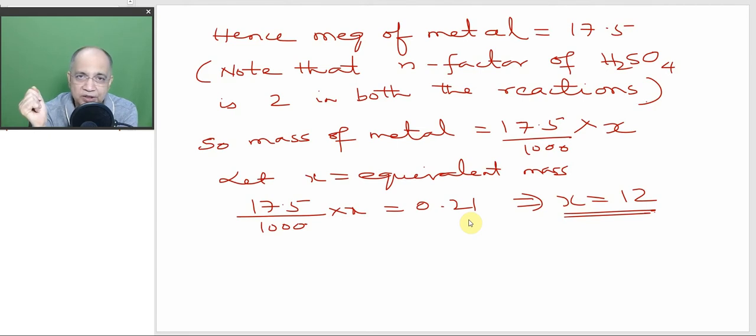So don't run a risk, because you might not visualize that the n factors are not the same and commit a mistake. So it is the best way to only apply the equivalent concept during the titration experiment and climb the rest of the ladder to the top by the molar method, by writing the equation and balancing them, right?